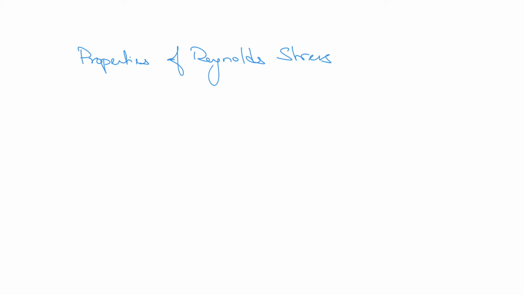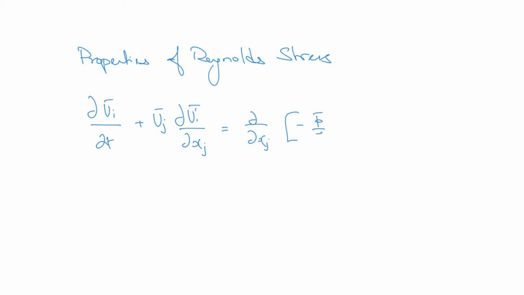The Reynolds mean momentum equation is written like ∂ui/∂t + uj ∂ui/∂xj equals ∂/∂xj of minus p/ρ δij plus 2ν Sij minus ui'uj', the fluctuating quantities.